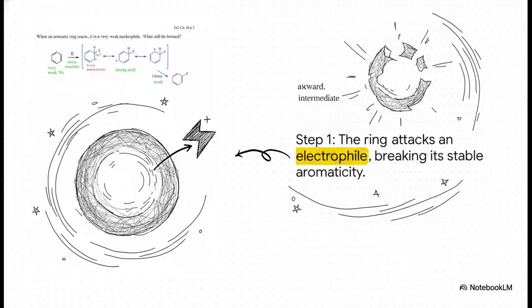So here's where the drama starts. Even though it's a stable club, if a really, really attractive newcomer shows up, something we call a strong electrophile, the ring just can't help itself. It reaches out and attacks. But this move comes at a huge cost. To do this, the ring has to temporarily give up its special VIP status, breaking its perfect, stable system. It becomes this awkward, unstable thing. This is the hardest, most difficult part of the whole story.